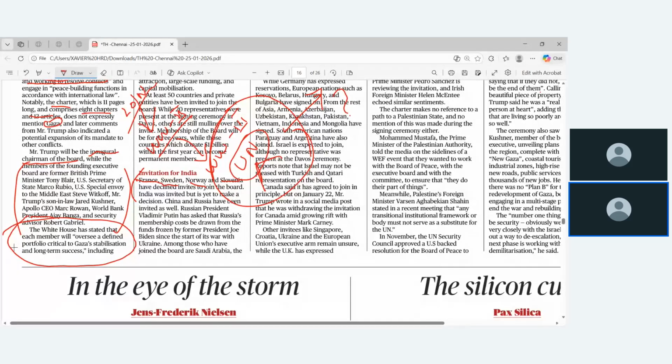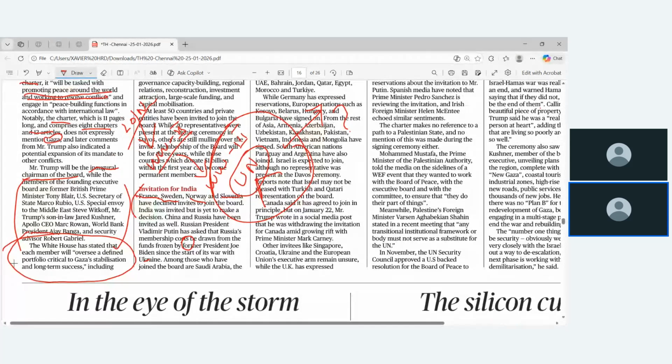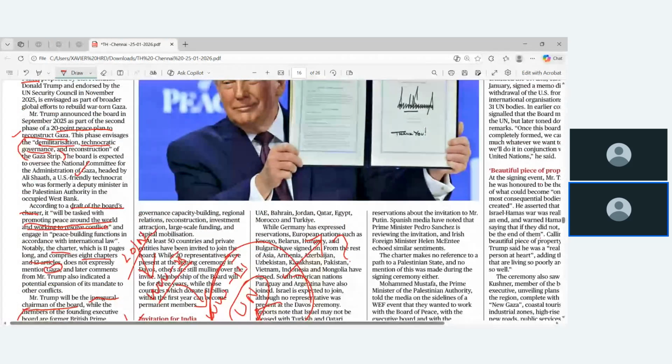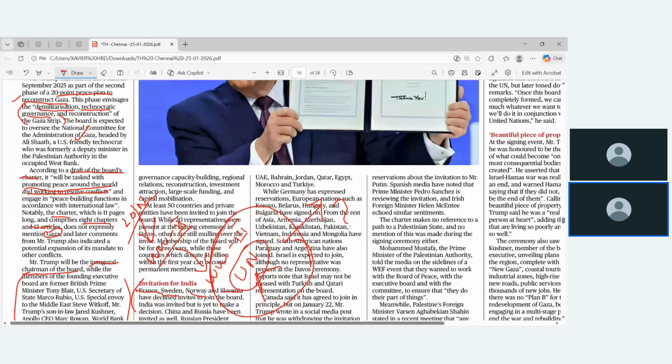The Russian president asked that Russia's membership cost be drawn from the funds frozen by the former president, Joe Biden. Actually, the fee set by the US if you want to be a member is around $9,000 billion or so. So Russia said you already have a huge amount of Russia's funds frozen. During Joe Biden's presidency, you froze the funds because of the war started on Ukraine by Russia. Other countries like Saudi Arabia, Bahrain, Jordan, Qatar and Egypt have also been invited. These are other major countries.